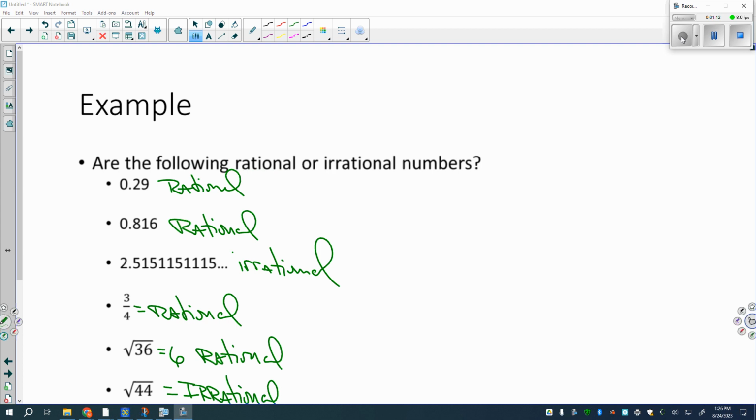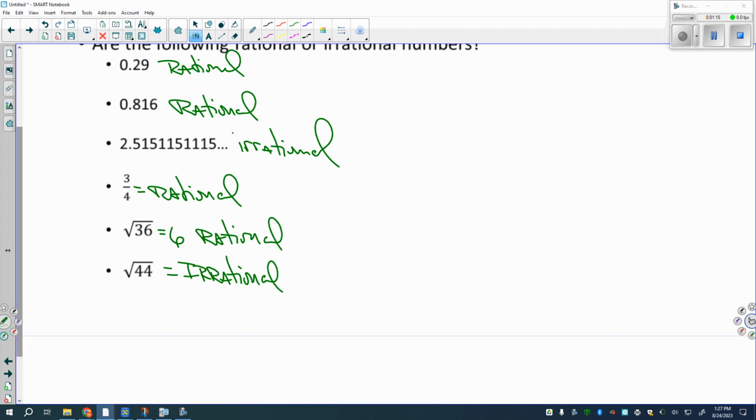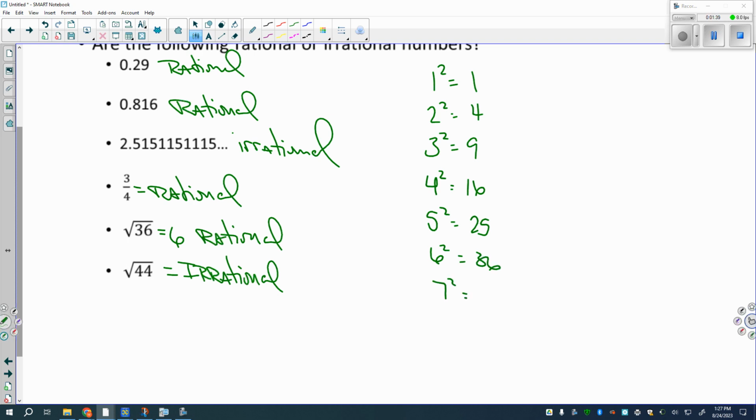Now, on the square root of 44, I know it doesn't have a nice square root. I'm going to want to look for a few nice perfect squares. So 1 squared is 1, 2 squared, 4, 3 squared, 9, 4 squared is 16, 5 squared, 6 squared, 7 squared, 8 squared, 9 squared, 10 squared. You're going to want to keep going. 11 squared.